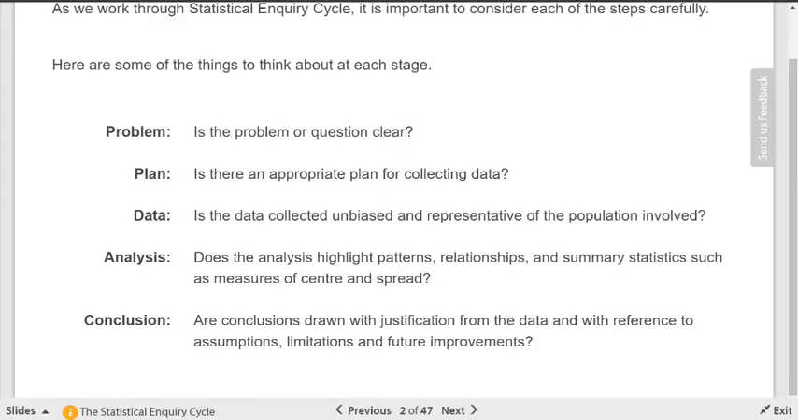And then conclusions, drawing conclusions from the data with reference to all the assumptions, limitations, and future improvements that you might make, okay? As well as any questions that it might bring up, like, this makes me want to see this, right? So it may pose a new question.